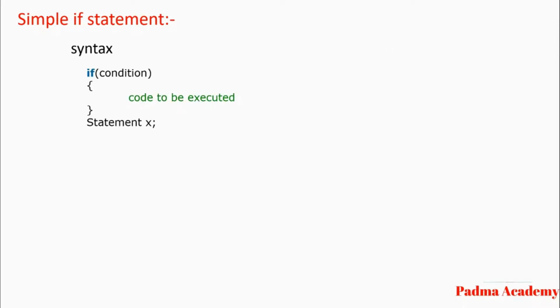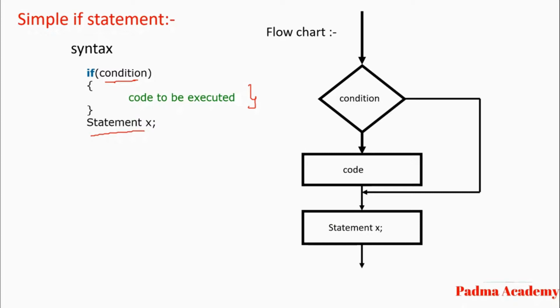The syntax of it is: if condition. If this condition is true, then the code, that is this block, is executed. Else, if this condition is false, then statement X will be executed. So this is the flow chart for it. If the condition is true, the code will be executed. If it is false, then the statement X will be executed.